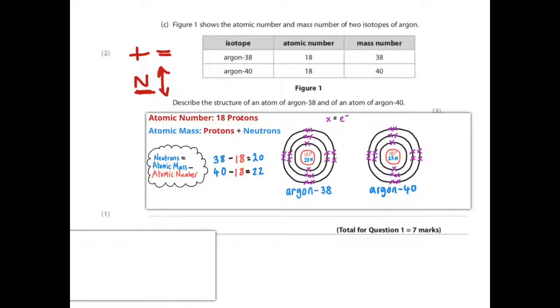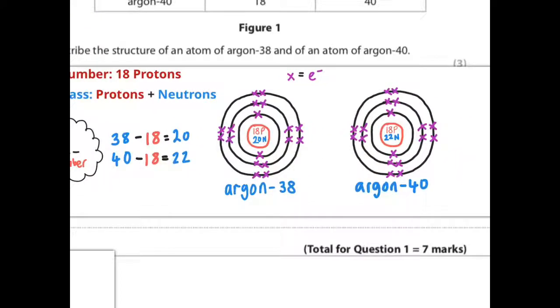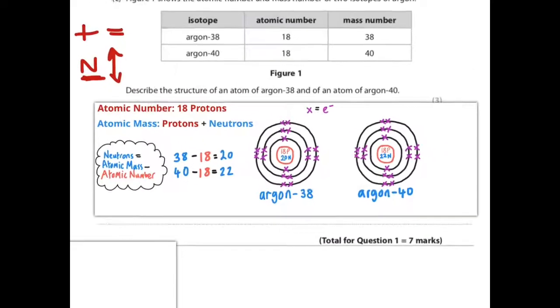So the atomic number is 18, so we can see the atomic number is 18. That means that both these atoms, and I've drawn them here, argon-38 and 40, have 18 protons in their nucleus, both of them. That's why they're argon. If it was a different number, they wouldn't be argon.